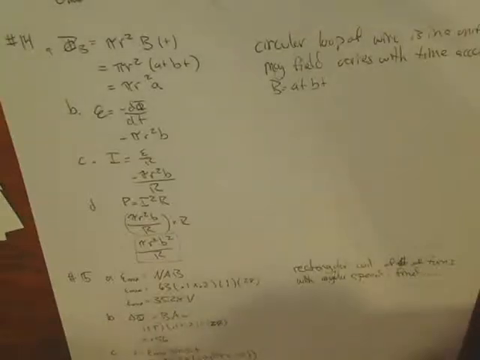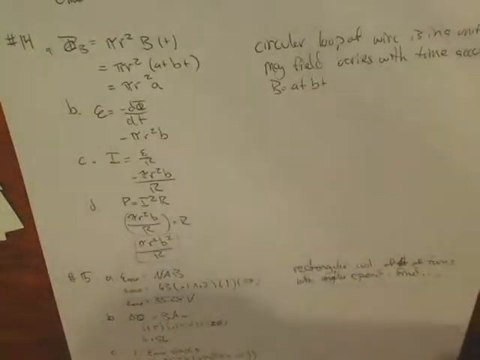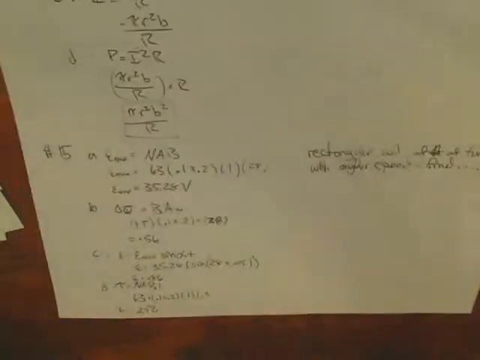asking for power, which is just going to be I squared R. I, again, written as pi r squared b over R times R, and you're going to multiply that together to get pi r squared b squared over R. So that is number 14, those 4 equations that it asks you for there.